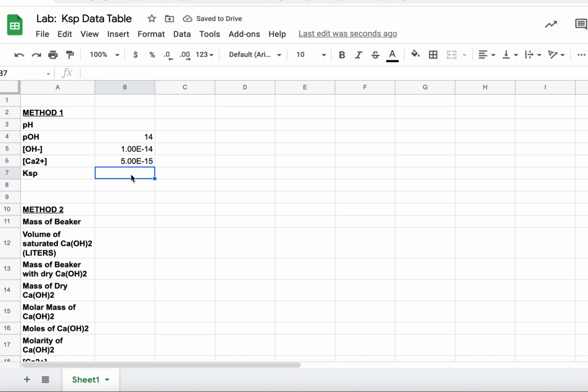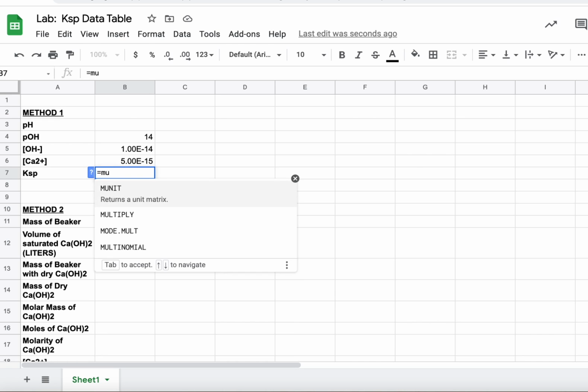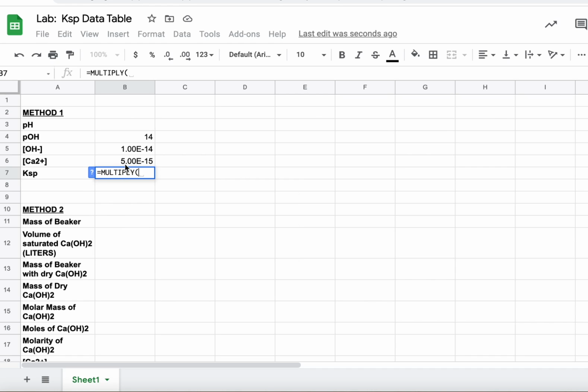So now for Ksp, you know it's going to be Ca times OH squared. So the concentration of Ca2 plus times the concentration of OH minus squared. So you can do equals multiply. And it's going to be this one, comma, and then you can click this one and do the little caret squared and then close the parentheses.